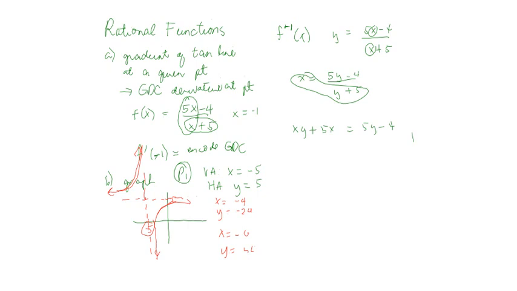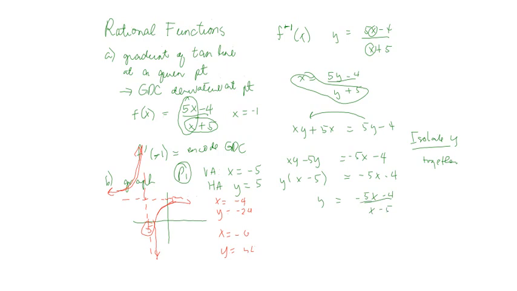Then we put all the y's together so we can isolate y. So we have xy minus 5y, and we put 5x on the other side because we need all y's together: equal to negative 5x minus 4. Then, to isolate, we factor out y. That will be y times x minus 5 equals negative 5x minus 4. So our y is now equal to negative 5x minus 4 over x minus 5. This is our inverse of f of x, negative 5x minus 4 over x minus 5.